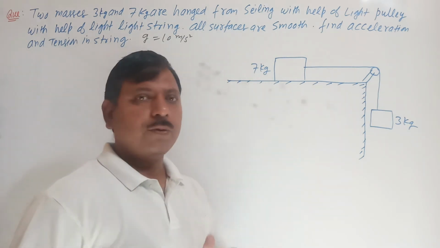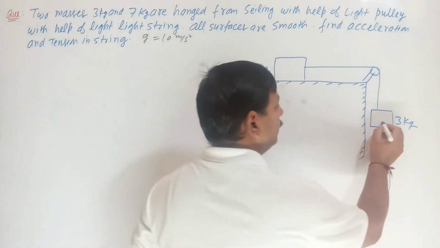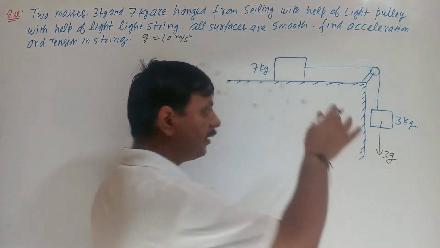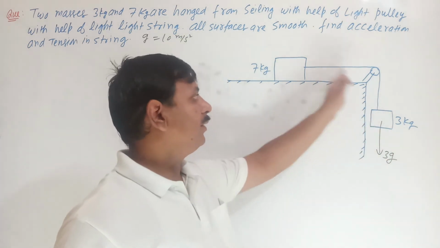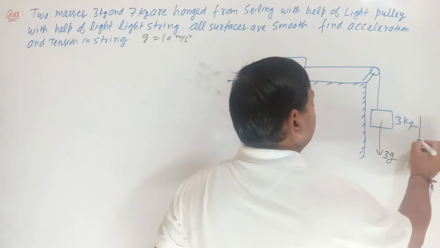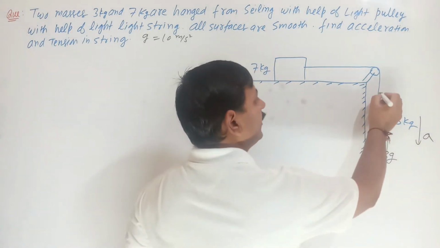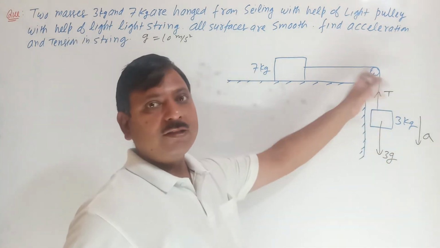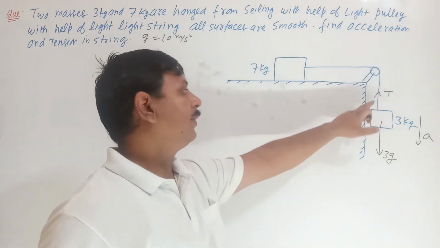See, what we have told: the weight always acts downward. Here the weight of 3 kg is 3g downwards. So this system has a tendency to go downward. Let its acceleration be a. So at this end tension will be produced. The direction of tension will be along the string towards the midpoint of the string. So that will be upward here.